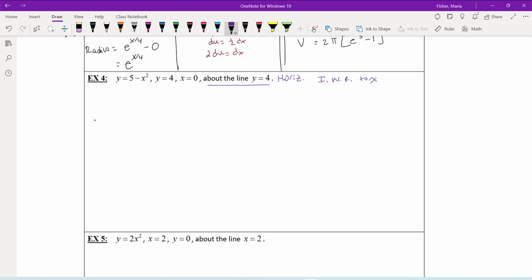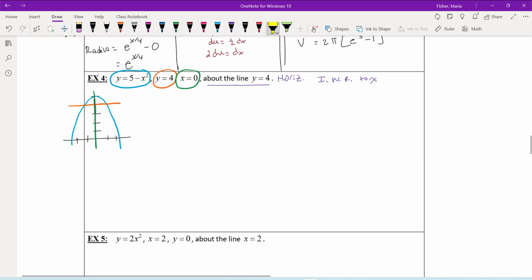Let's go ahead and graph the given so that we can find those limits of integration and we can find the radius. So I have y equals 5 minus x squared. I know how to graph that. That's just a parabola that opens down. We draw that parabola that opens down, and there we go. Then y equals 4. I know how to graph that. That is just a horizontal line. And lastly, I have x equals 0. Well, that's just the y-axis. So I can choose either side here.